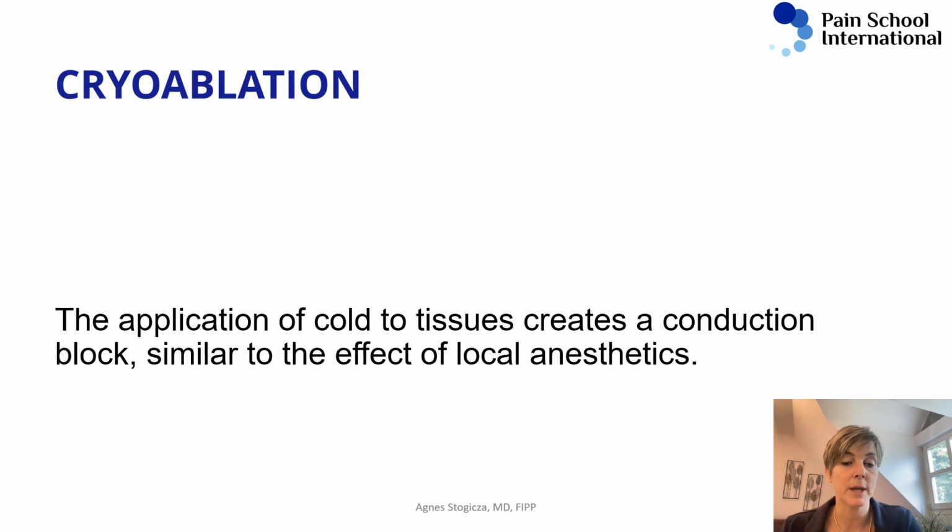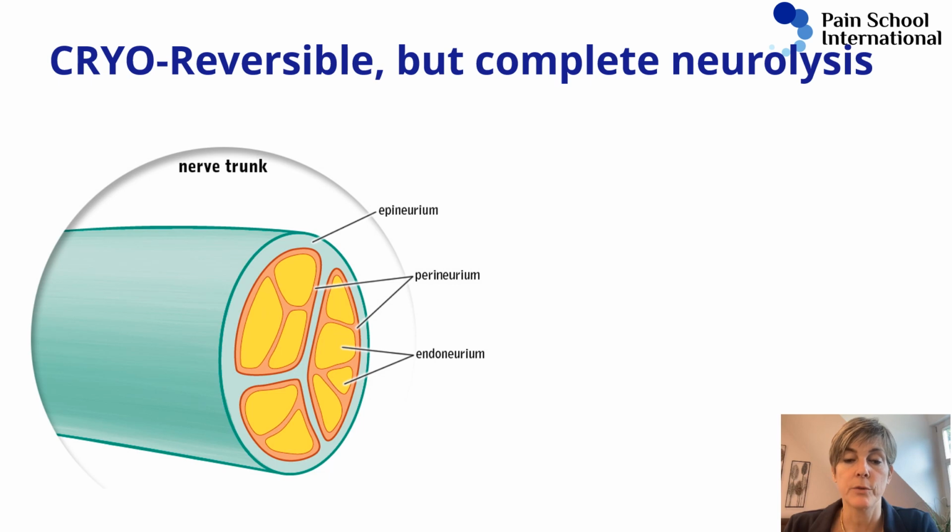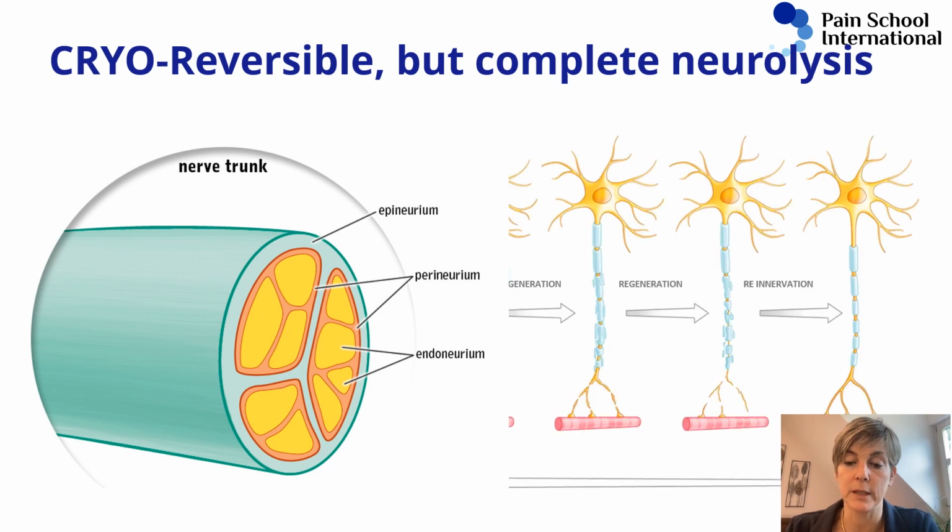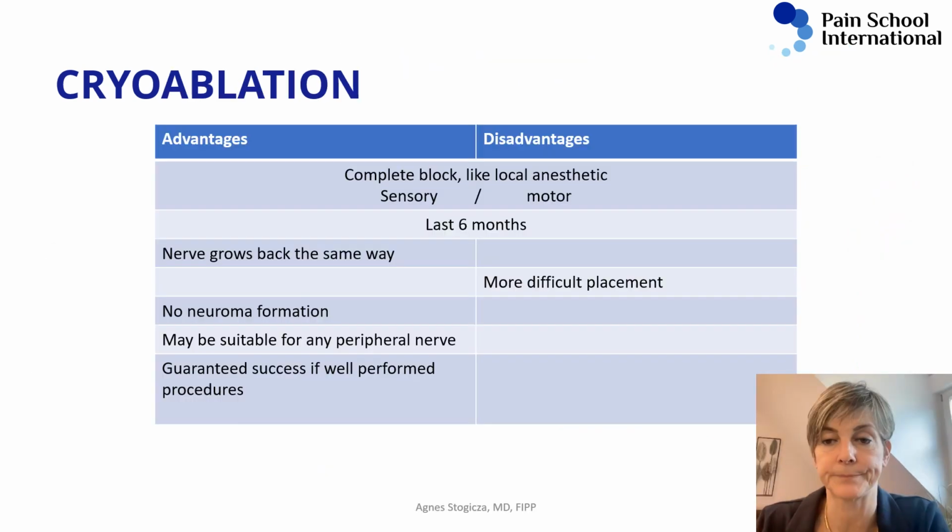Then we go to cryoablation, which is really the application of cold to tissues to create a conduction block. Again, it's going to be very similar to local anesthetics. When you do cryoablation, you will denervate, you will destroy the axon and the myelin, but you do not destroy the connective tissue. So the epineurium, perineurium, and endoneurium remain intact, which means the nerve will regrow in the exact same pattern as it was before.